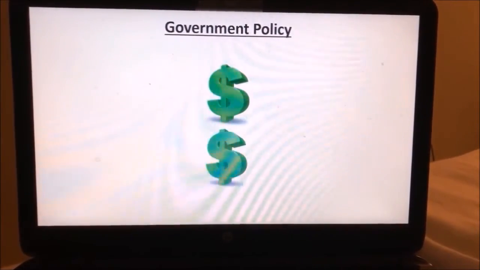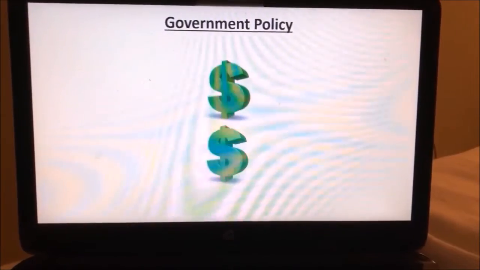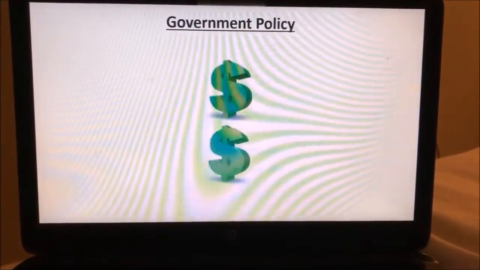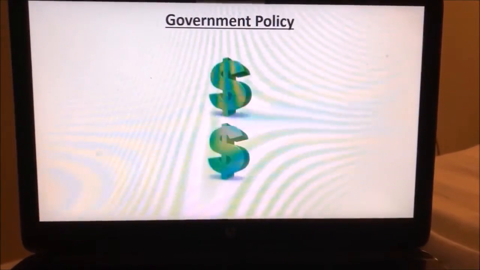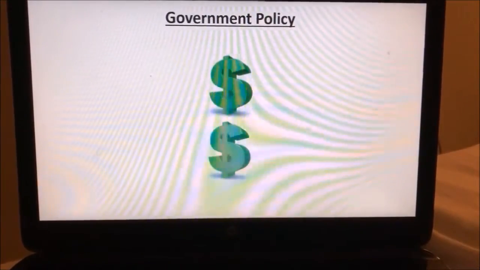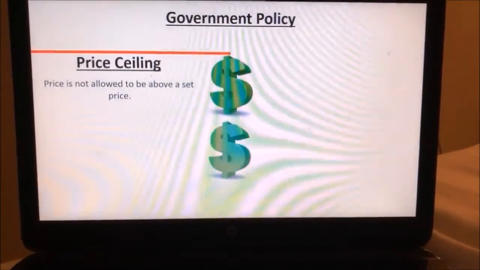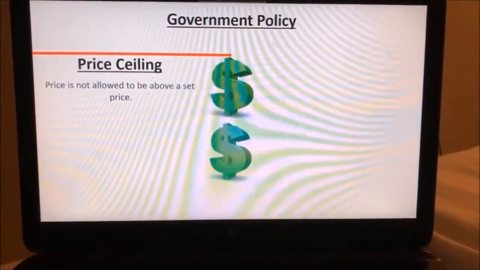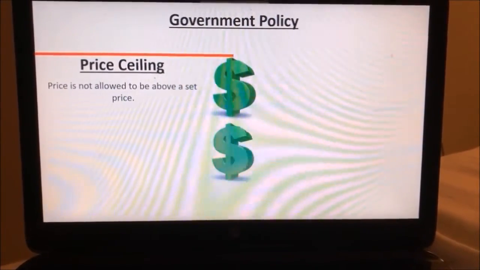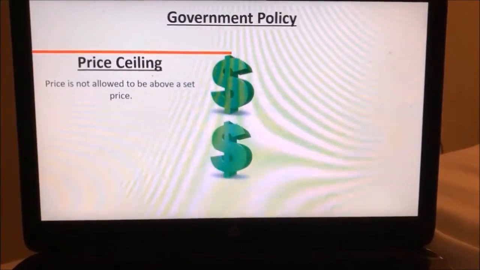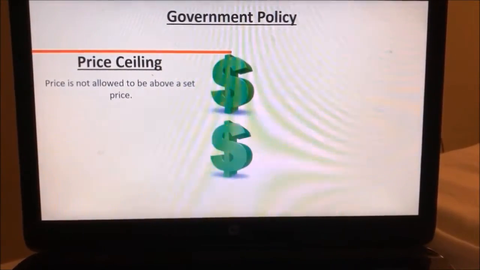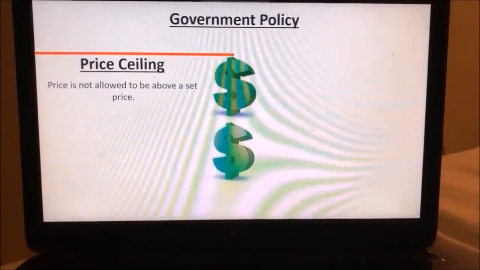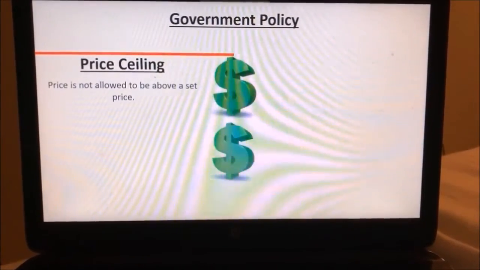Sometimes the government changes what the prices will be. The market has set a price, but the government doesn't like that. So they come in. Sometimes they put a price ceiling on something, which means the price is not allowed to go above a set price. New York City does this with rents, so that everybody can be able to rent an apartment in the city and it won't be too expensive.